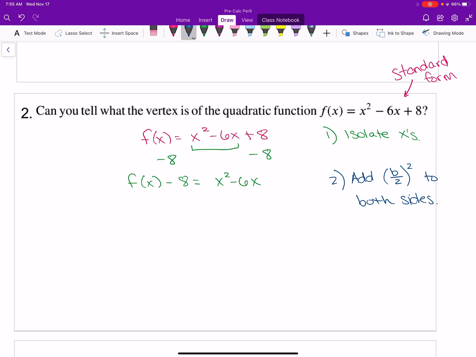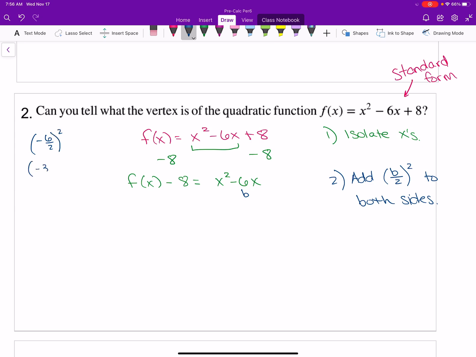Remember, the goal for completing the square, if you think back to the last few years, is to create a perfect square trinomial, which you'll see in a second. So here, my b value is always the number that is left over on that side with the x's. It's the number attached to the single x. So in this case, b is negative 6.